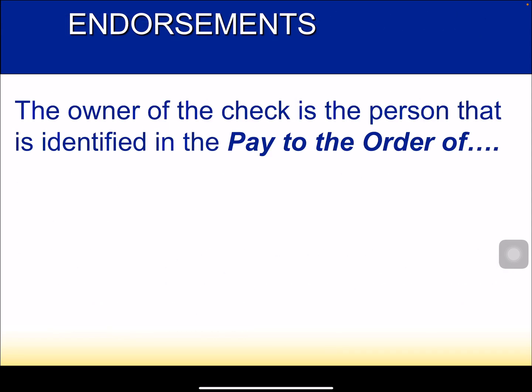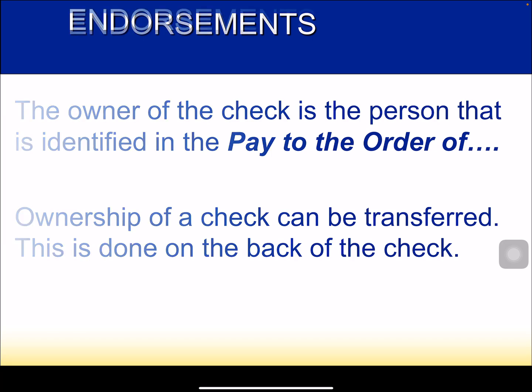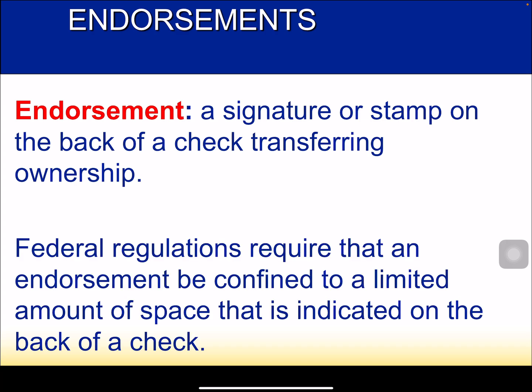Endorsements. The owner of the check is a person that is identified in the pay to the order of. Ownership of the check can be transferred, and this is done on the back of the check. And you've probably had checks given to you for birthday gifts or whatever, and you had to transfer this ownership or cash the check. An endorsement is a signature or stamp on the back of the check transferring ownership.